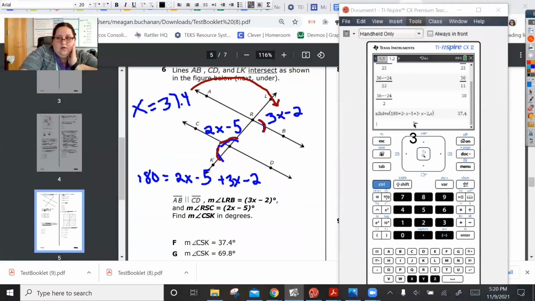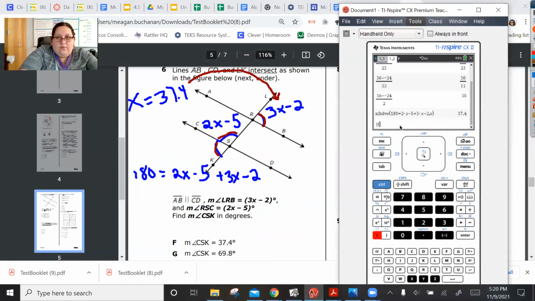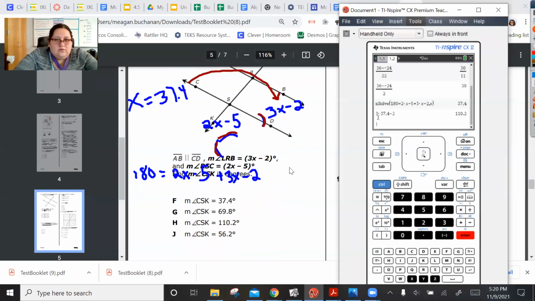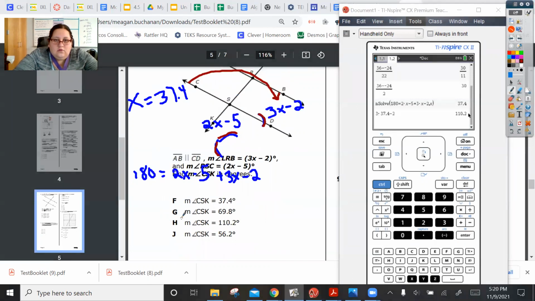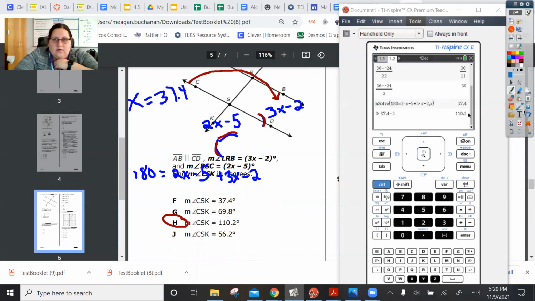So we have 3, oopsies. We have 3 parentheses, 37.4, close parentheses, minus 2. And that means that angle, even though it does not look like it, is 110.2. So that's going to be H. So you got to use the definition of supplementary. On that one, you got to use alternate exterior angles, a linear pair, to help you figure out what you're going to be doing. I'm going to go ahead, I'm going to erase all that.